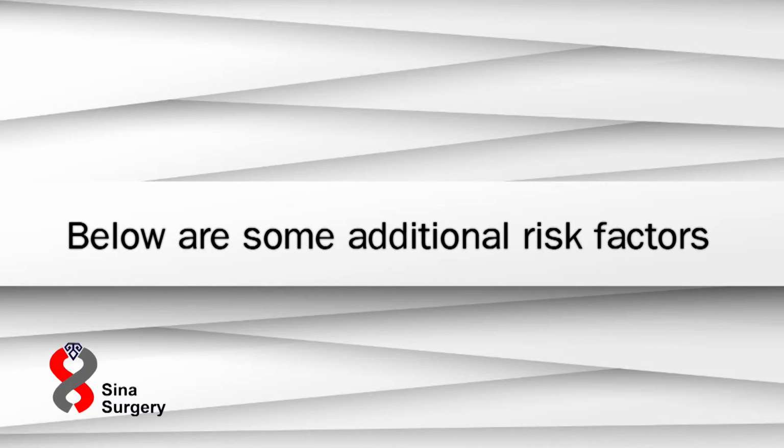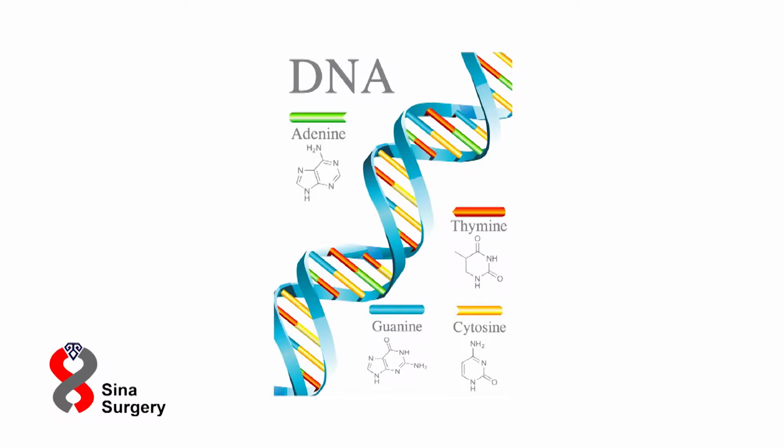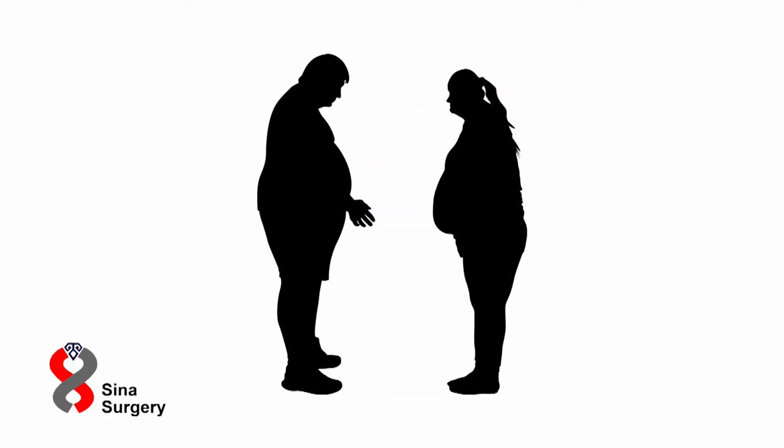Below are some additional risk factors. Genetics. Females develop varicose veins more than men. Valve dysfunction is mainly genetic and more common among people with positive family history. Obesity. Obesity leads to increased intra-abdominal pressure. This leads to higher resistance to blood flow from the legs to the heart.